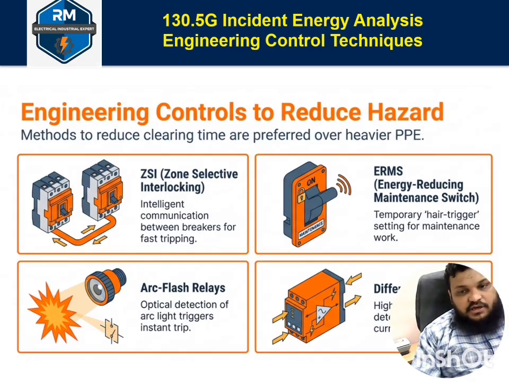The third method is the arc flash relay. It is an optical detection relay. When there is any type of fault or arc flash, it detects the arc and instantly triggers the device or the relay, so that the fault is cleared on an instantaneous basis. The fourth one is the differential relay. In this method, a very high-speed differential relay or differential current relay is used to clear the fault.